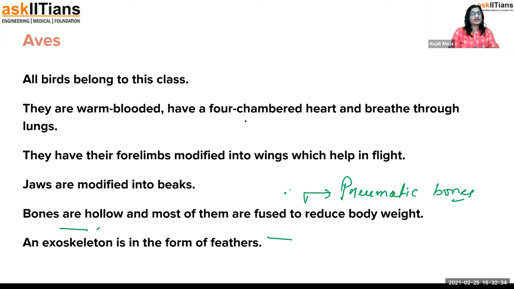They have a four-chambered heart, closed circulation, and breathe through the lungs. They have four limbs, modified into wings. Actually, these are the four limbs, and if I talk about the legs, they are the hind limbs.